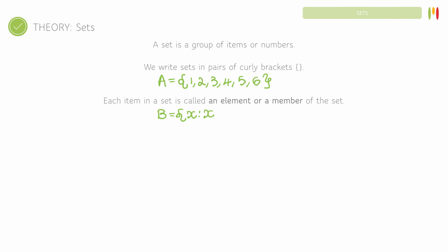The colon between the two x's means "such that". So we read it as B is equal to x such that x is odd. This is a set that contains elements that follow the rule, which is x is odd.